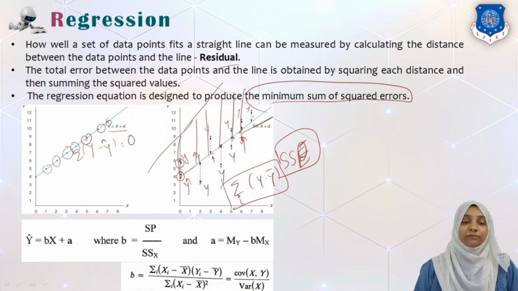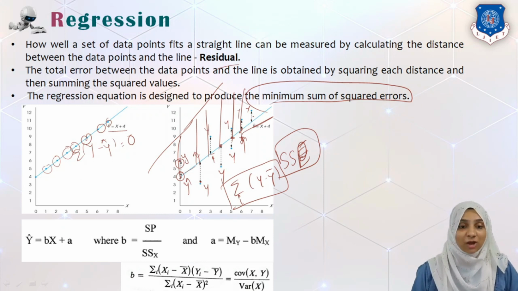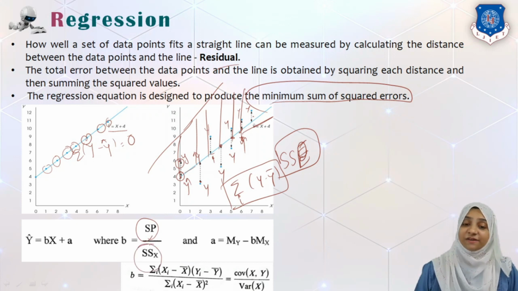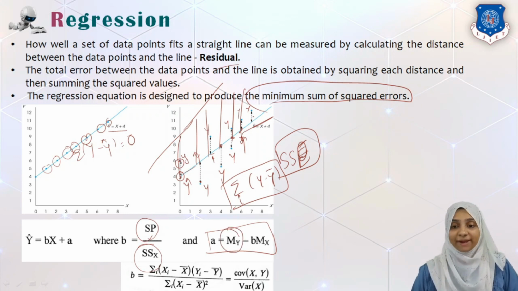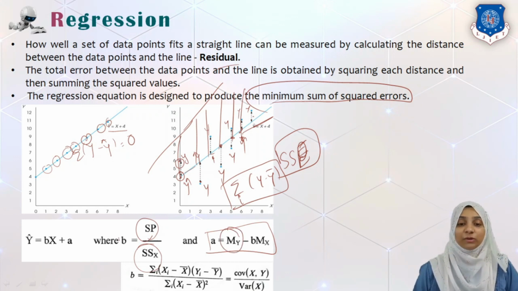So, the line that is being fitted is called y cap or y dash, which is equal to bx plus a, where b is SP by SS x, where SP is nothing but sum of product and SS is nothing but sum of squares. Now, how to calculate the intercept? The intercept is calculated with the formula: mean of y minus b, which is calculated with this formula, into mean of x, which is nothing but the mean over the x-axis.